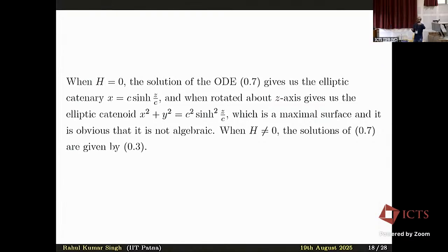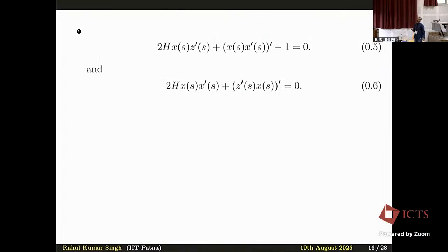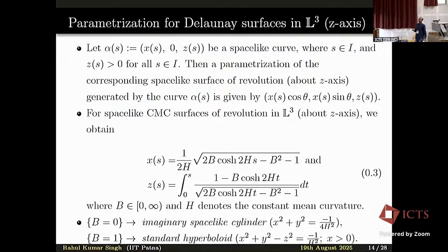So you get an elliptic catenary, given by this, and when you rotate it around the z-axis, this will give you an elliptic catenoid, which we know is an example of a maximal surface. So it's a zero mean curvature surface, and obviously this is not an algebraic surface because you can see that this function is not algebraic. It's not a polynomial. And when h is a non-zero constant, the solutions are given by the formula which I showed you in this slide. So when h is non-zero, these are the solutions.